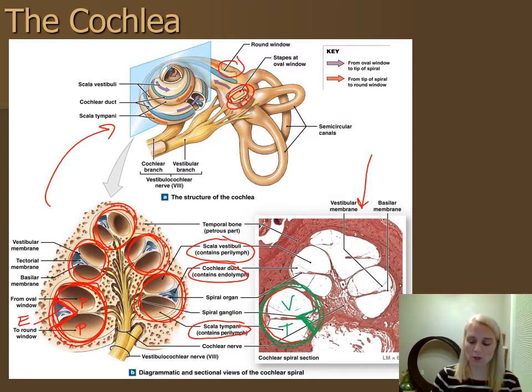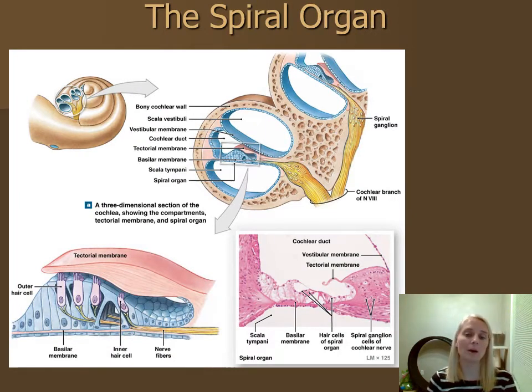Okay, so let's take a closer look at what's called the spiral organ, or in older editions, it might still be called the organ of Corti, which was named after a person. So again, we can identify our set of three.